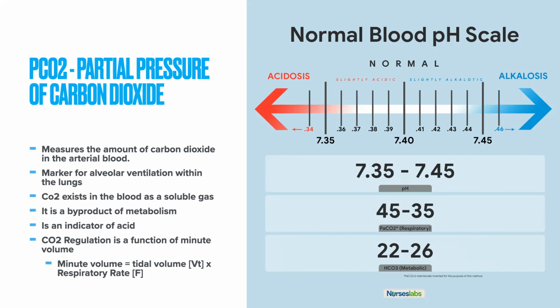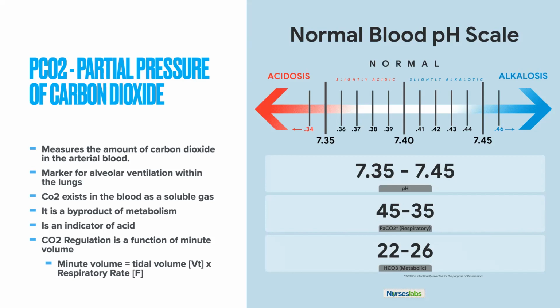Partial pressure of carbon dioxide, or your PCO2, measures the amount of carbon dioxide in the arterial blood, just like our venous carbon dioxide was measuring venous earlier. This is actually measuring in the arteries. It's a marker for alveolar ventilation within the lungs. So it's telling us, again, respiration, and how much we're actually blowing off. Can we measure this? How?